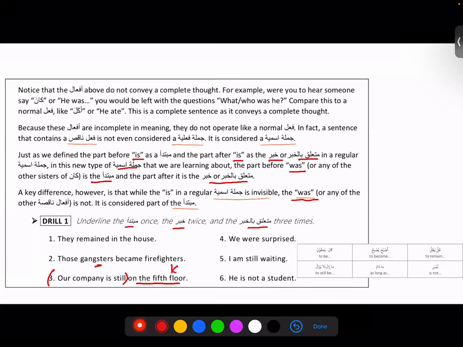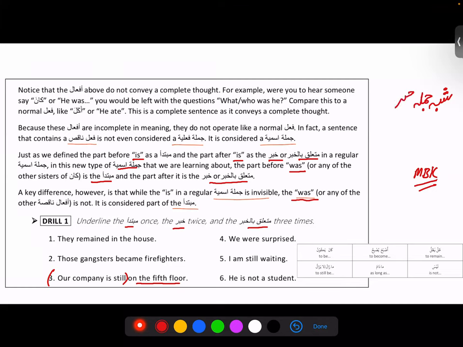MBK. We call them MBK, but some grammar books, the way I learned from my other ustad, I have two teachers, Ustad Noman Ali Khan and Ustad Asif. They used to say mutalliq bil khabar, shibu jumla khabar. Shibu jumla khabar is another phrase for MBK. So on the fifth floor would be our MBK.